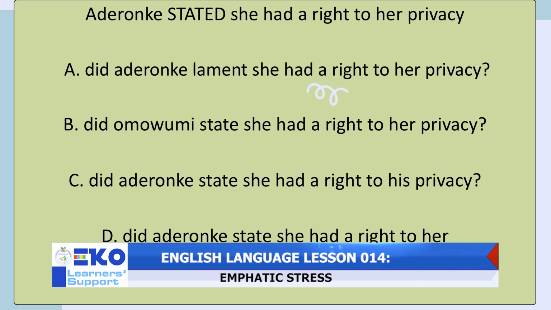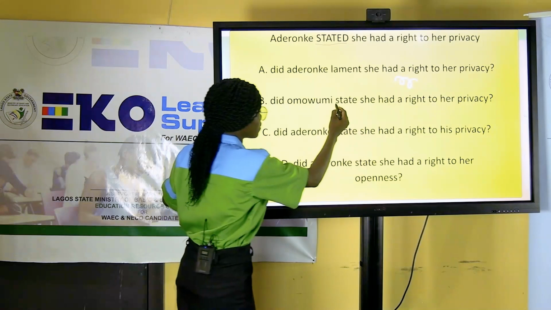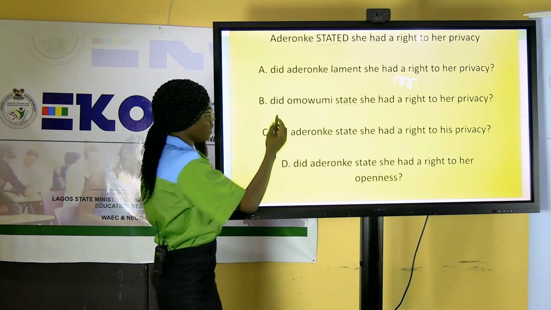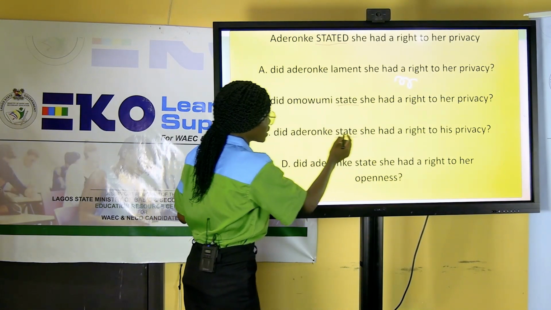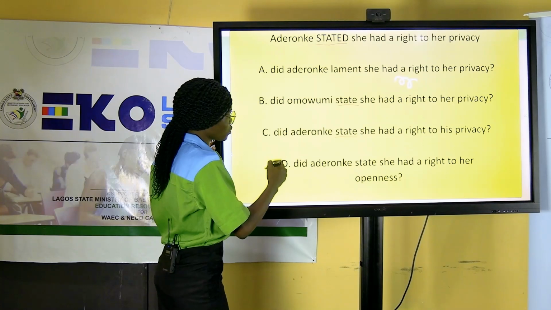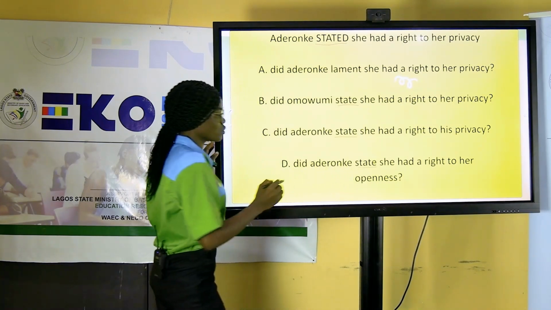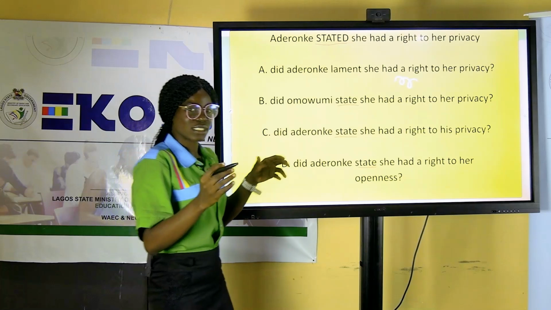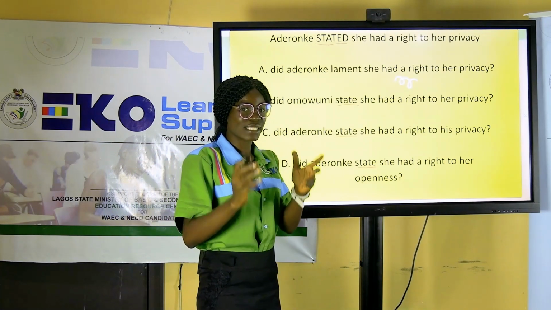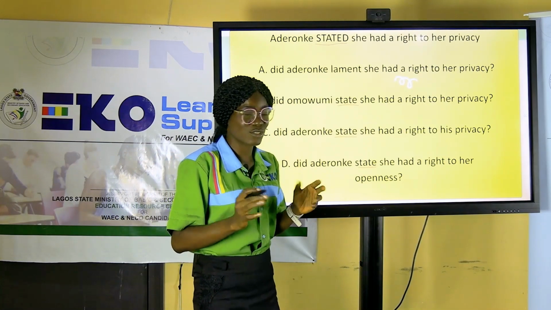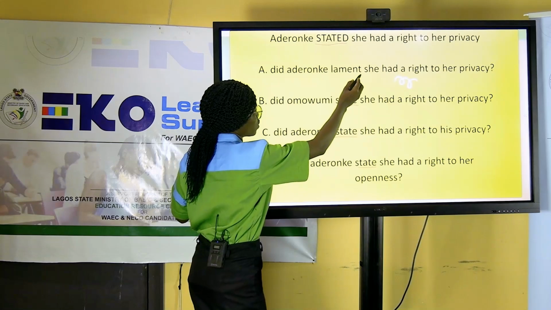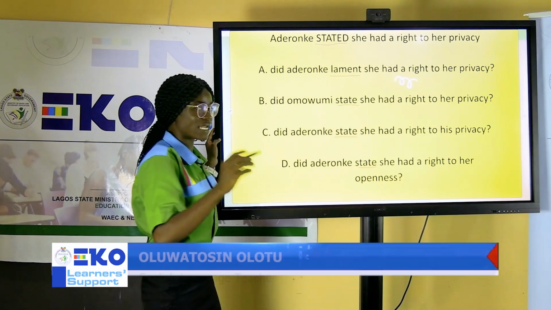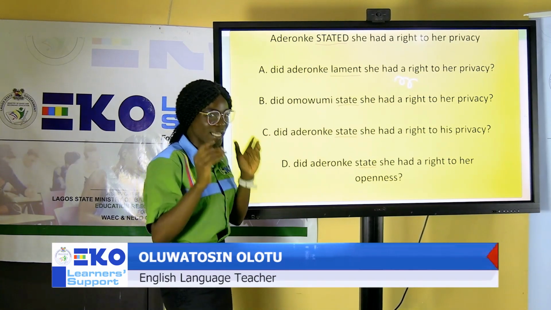Now, if you look at the other options, you discover that state was laid emphasis on in option B. State was laid emphasis on in option C. The same thing with option D. But the only one that contradicts what the speaker wants us to pay close attention to is the first one, which is lament. And our attention is on stated.